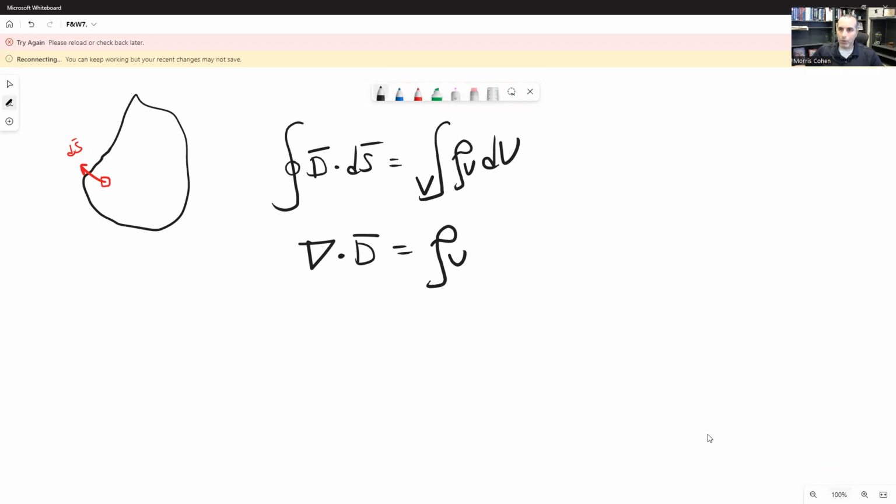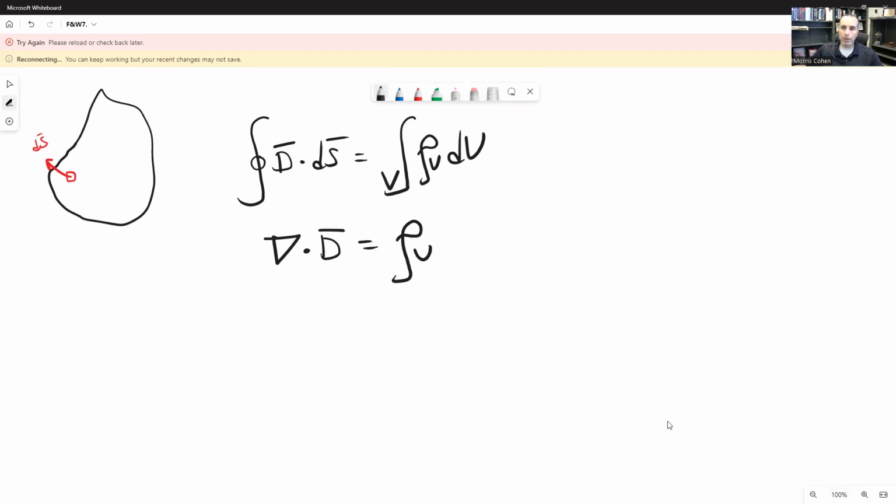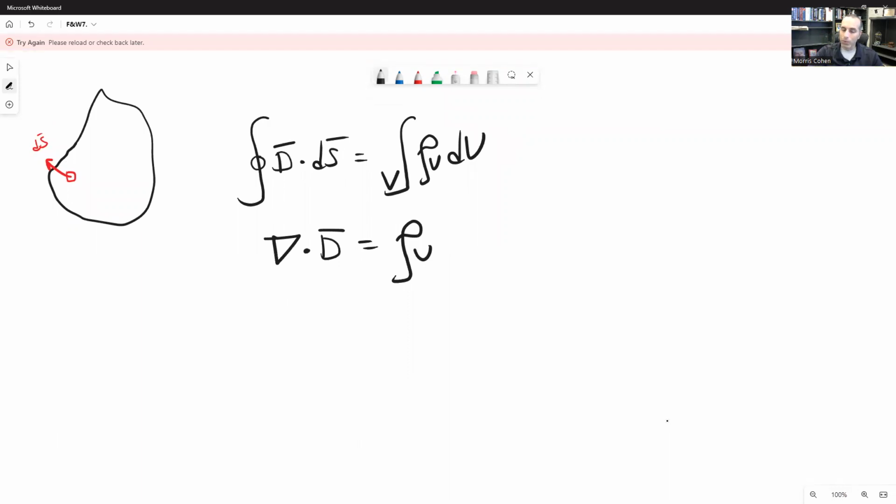So I'm going to briefly show you how you can prove that these are essentially the same thing. I'm going to set it up. I'm not going to go through the whole thing. The details will be in the notes, so you're welcome to take a look at it there. But the setup of the problem basically goes like this.